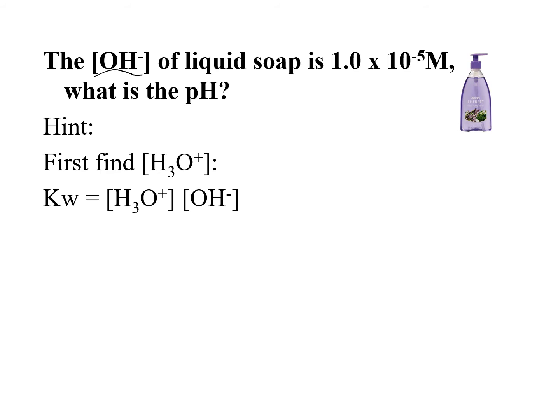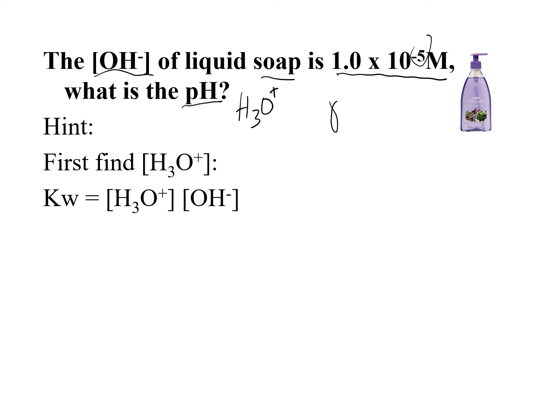The hydroxide ion concentration of soap is 1 times 10 to the negative fifth molarity. What is the pH? So pH, again, is the power of your hydronium ion concentration. We are not given our hydronium ion concentration, but our hydroxide. So we need to solve for hydronium ion concentration. Sometimes people make a mistake and they may say the pH is equal to 5. But we can't do that because that would be for hydroxide.